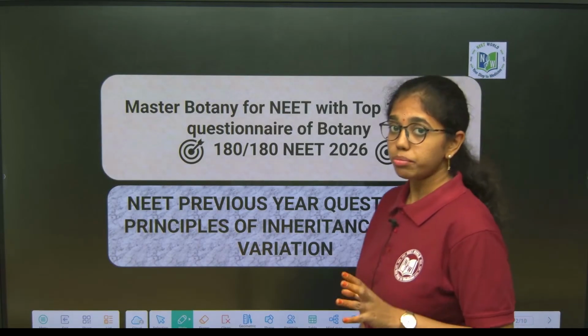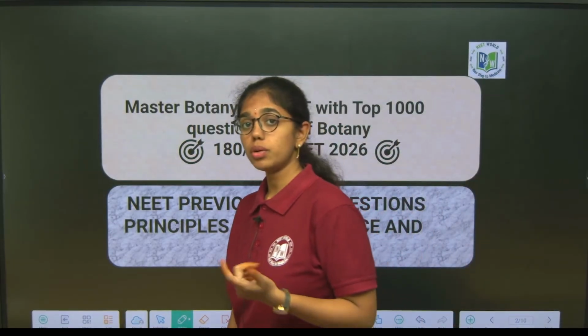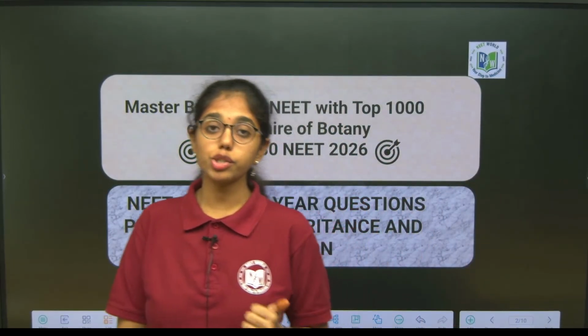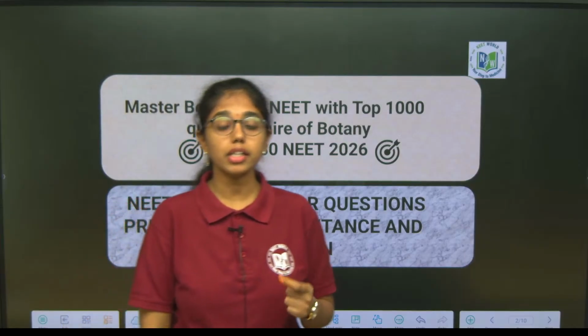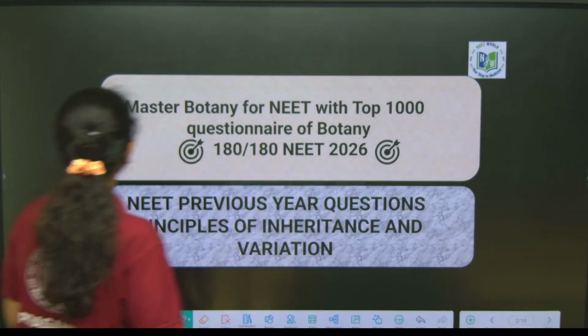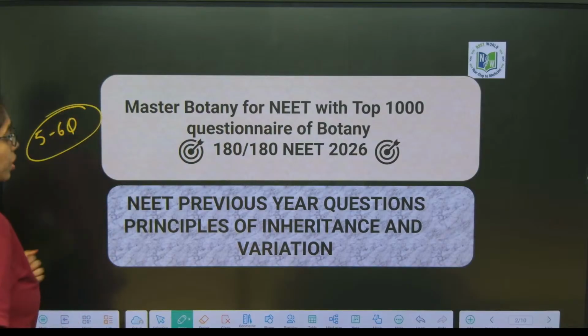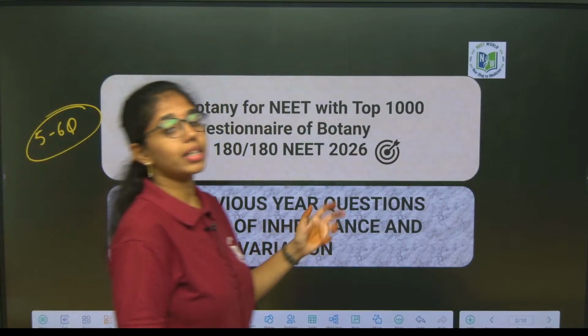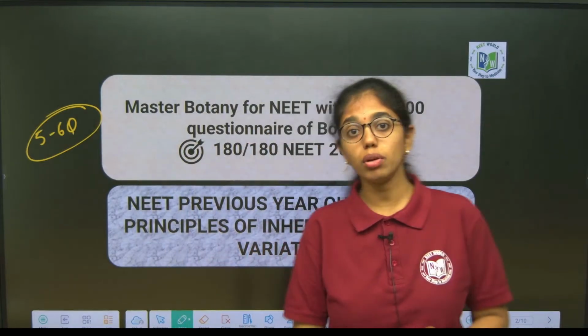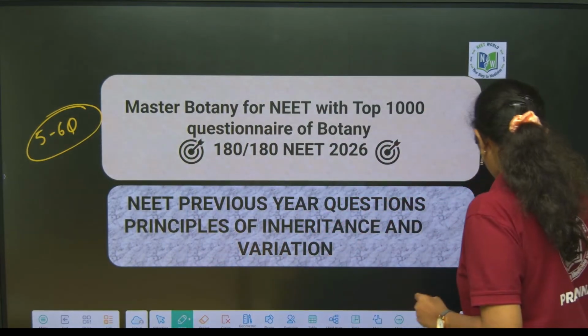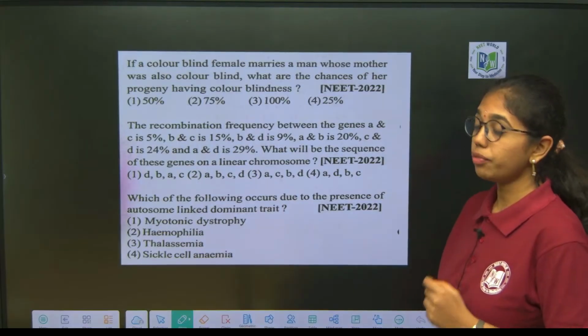From genetics, both the chapters, Principles of Inheritance and Variation and Molecular Basis of Inheritance, combined, you will get at least 5 to 6 questions in your final NEET examination. That's important. That's why it is very much important to learn all the questions. So, without much delay, let's get started with the first question.